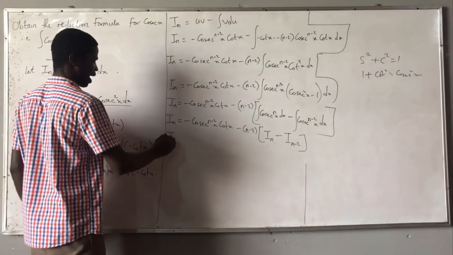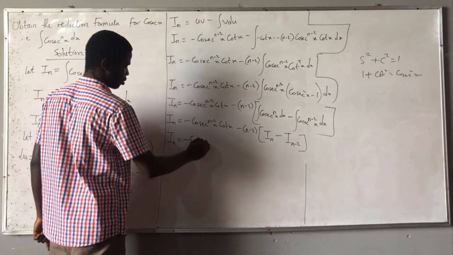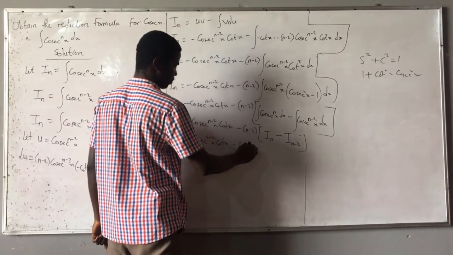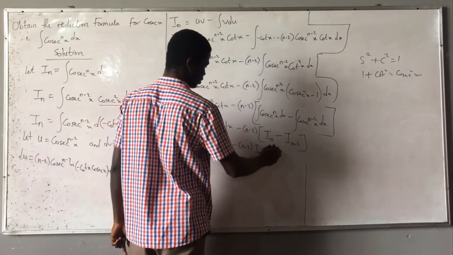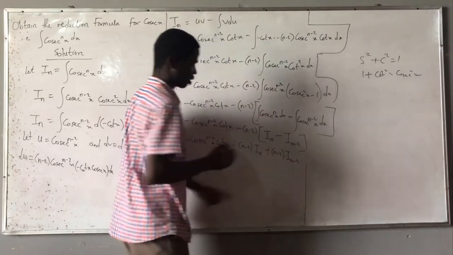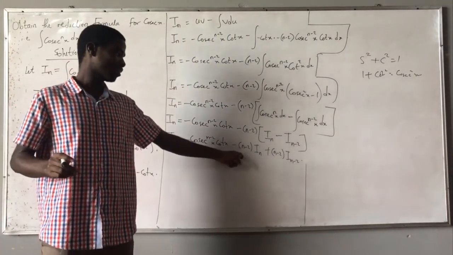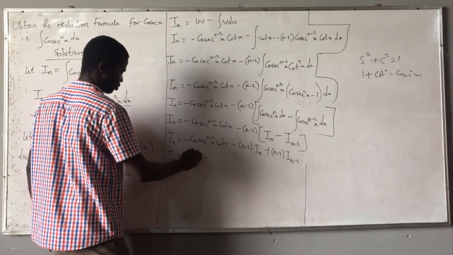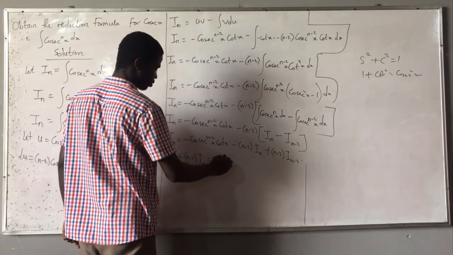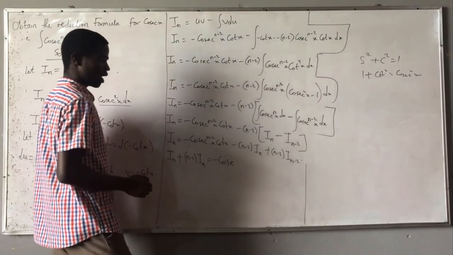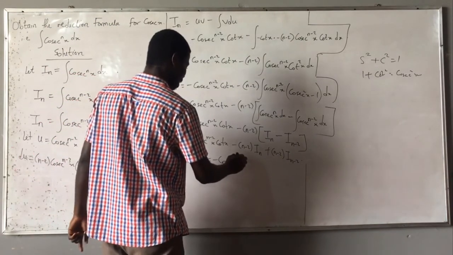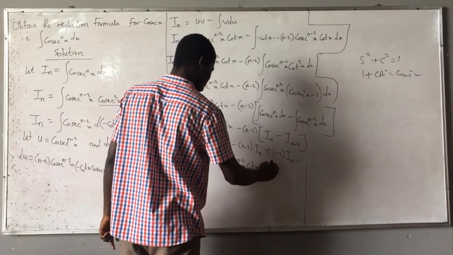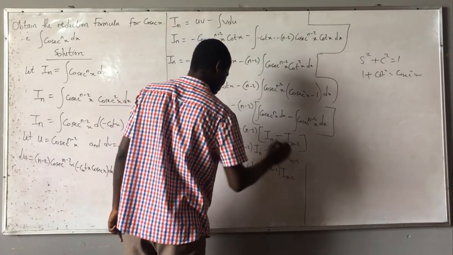So now, at the end of the day, I have I_n equal to minus cosec^(n-2) x cot x minus (n-2) I_n. Minus times minus will give me plus (n-2) I_(n-2). That's what I'm going to have. So bring this minus (n-2) to the other side. I have I_n plus (n-2) I_n is equal to minus cosec^(n-2) x cot x, then plus (n-2) I_(n-2).